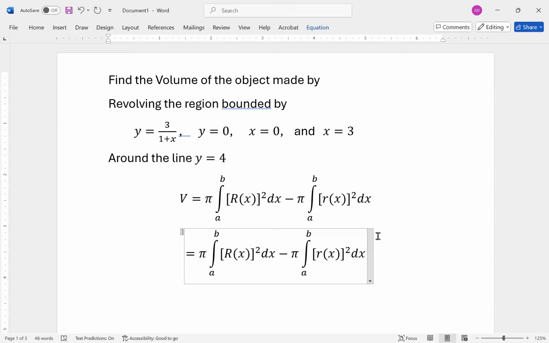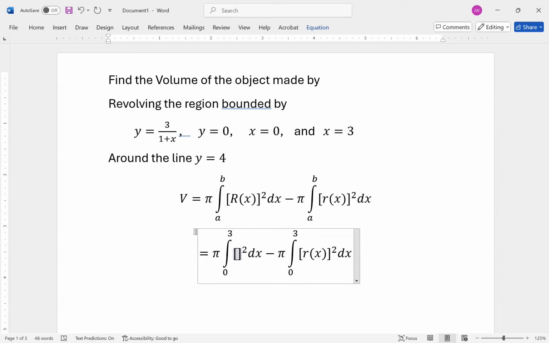Now I'm ready to do my setup. We know we're integrating with respect to x. Like we said, x bounds are going to go from 0 to 3. That's going to be on both the disk method with the outside radius and the disk method with the inside radius. So that's that. Again, outside radius, you could say you're going to go from y equals 0 to y equals 4.